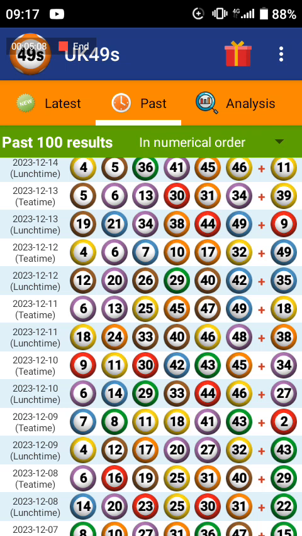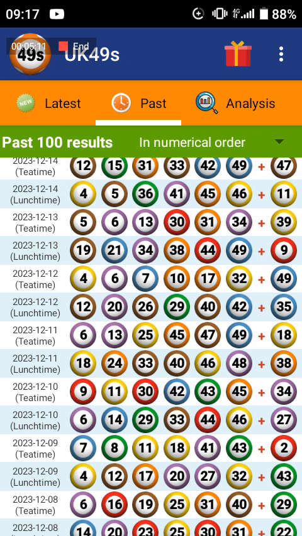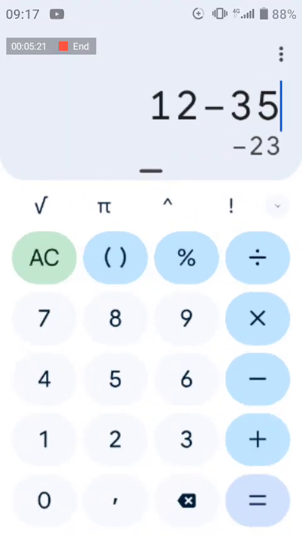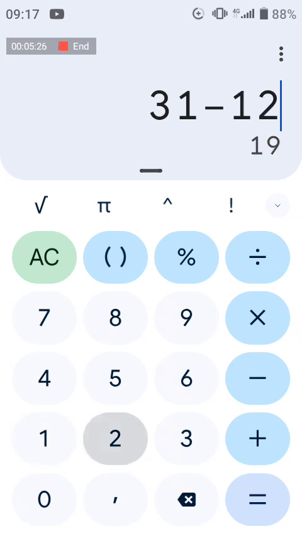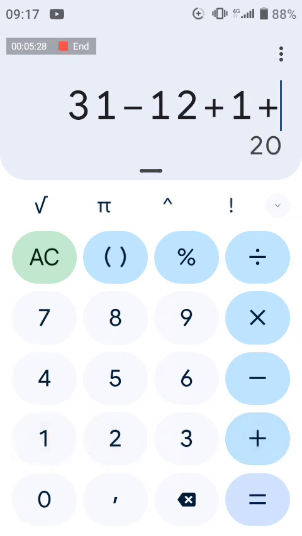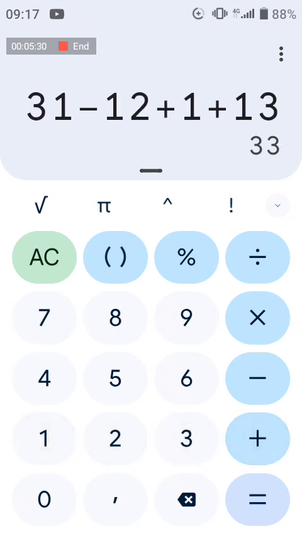12 was the first number that was thrown, and 35 was the last number that was thrown on the 12th. Now we're going to go on our calculator. We say 31 minus 12 plus 1 plus 13 equals 33, ne? Equals 33.